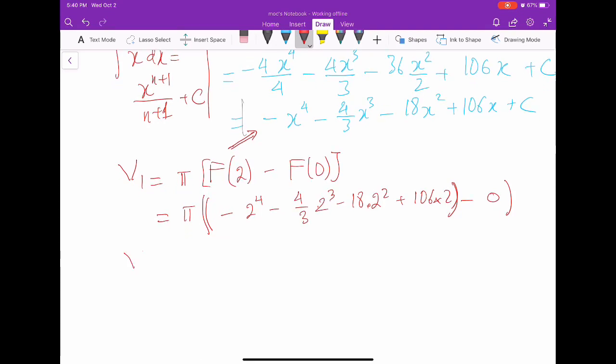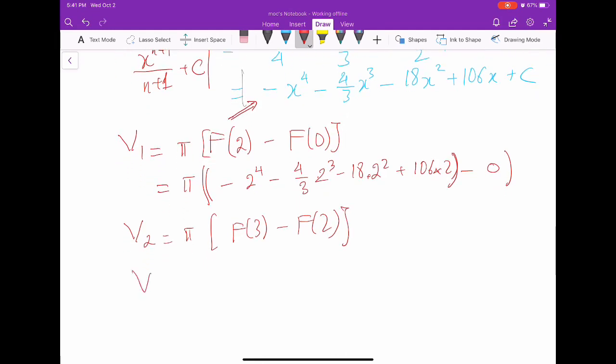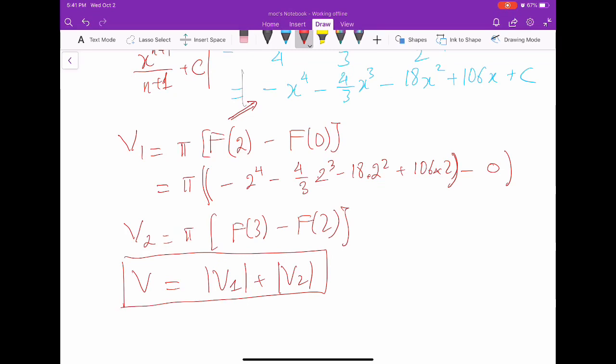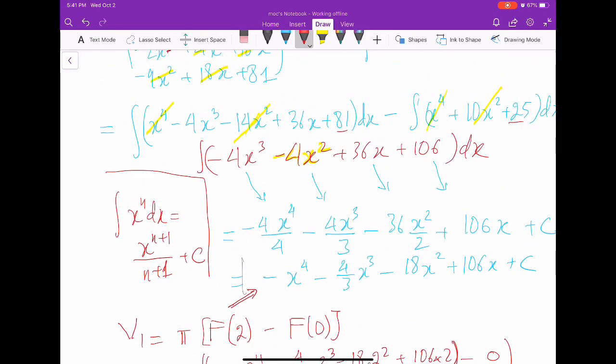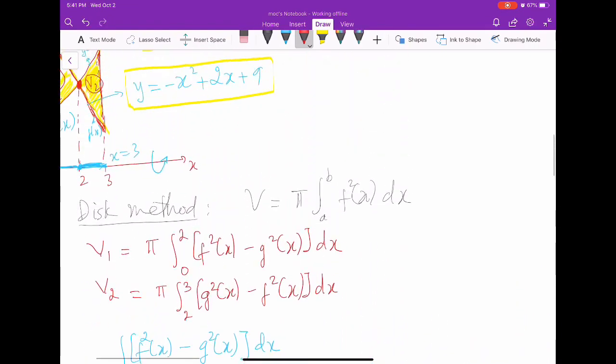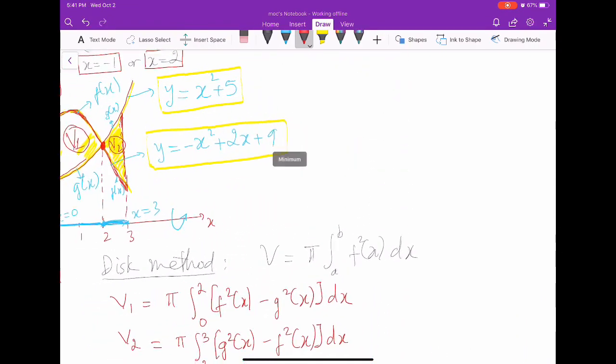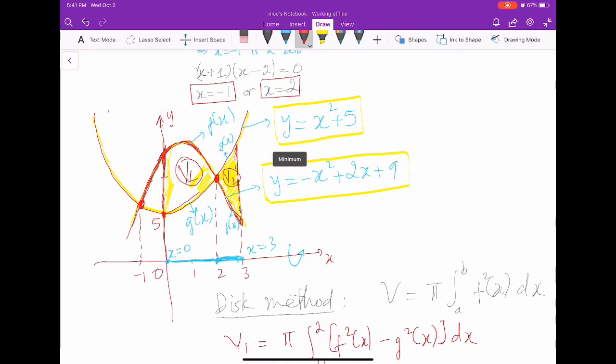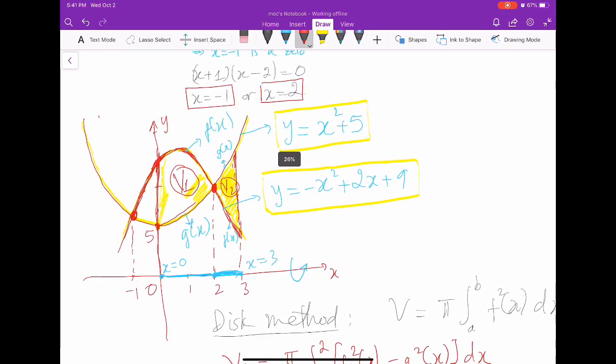And then you can find v2, that is pi times F of 3 minus F of 2. You may get a negative number in here, but it's fine because in total, you get V equal to the absolute value of v1 plus v2. And this is the volume of our solid region, okay? So this is a pretty long problem, but with similar functions, probably you can solve this faster, okay? So I hope you get what we need to do in this problem. And so we finish the second problem in here.